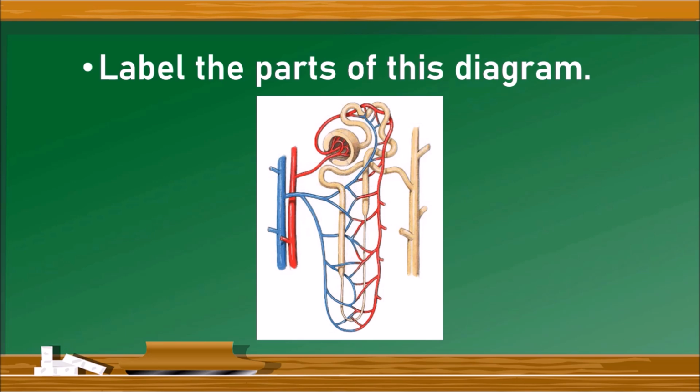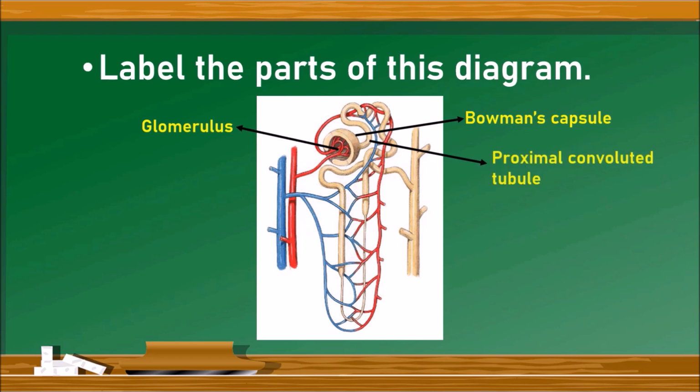So to do so, I am giving all the labelings of this diagram. The cup-shaped structure, which is known as Bowman's capsule, in which there are highly tangled blood capillaries known as glomerulus, together form the Malpighian body. And the next portion is the proximal convoluted tubule, which follows Bowman's capsule.